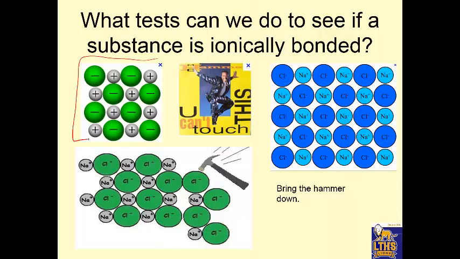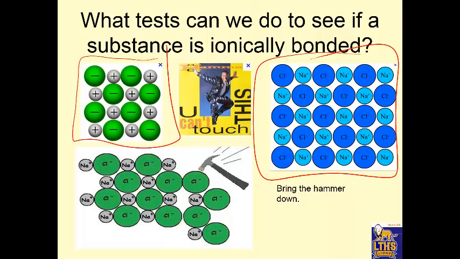Here's a structure, a model of what an ionic compound might look like. So you have your positive ions and negative ions. But then you have your negative ions and positive ions. And so on in an alternating pattern. So if you bring the hammer down, then you're going to put some ions that are negative next to other ions that are negative, and they'll crack. And that's why ionic compounds are weak.